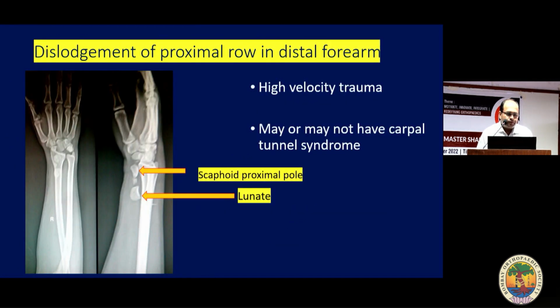Now the last case scenario we usually see is dislodgement of the proximal row into the distal forearm. This is extremely high velocity trauma. Usually they may have associated injuries, and on X-ray we sometimes see loose pieces of bone. If they are conscious and well oriented, they may have symptoms of carpal tunnel syndrome. So don't miss these X-rays either.